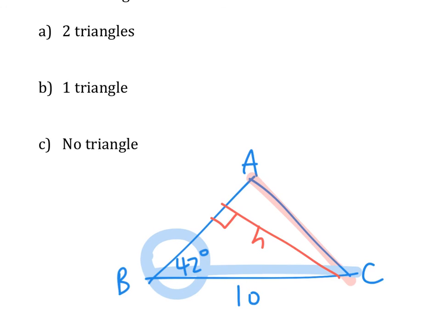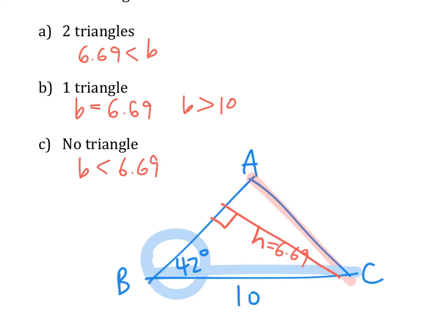Let's start with no triangle. So first, figure out this number, that's 6.69. No triangle has to be shorter than the altitude. You just can't even reach the other side. One triangle, that's if you're exactly the altitude, or it could be longer than that other side. So you basically have a bigger than the isosceles triangle. If it's two triangles, then that b value has to be between 6.69 and 10. I'm sorry, this is also equal to. It could be an isosceles.